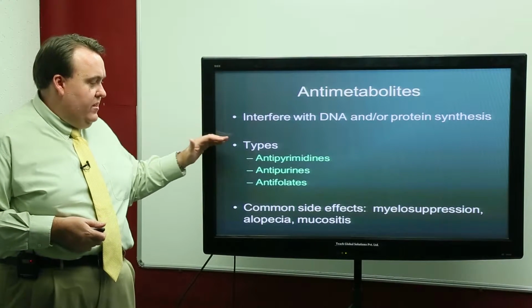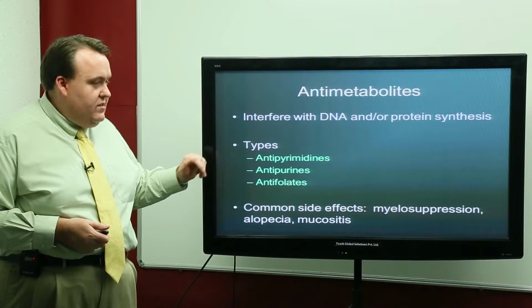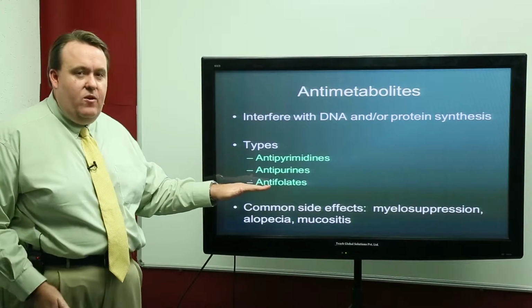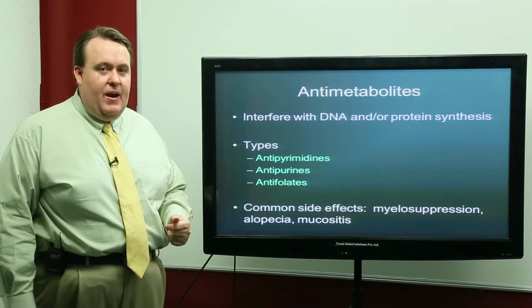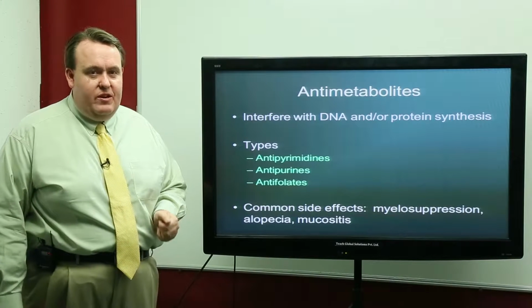We can break them up into our antipyrimidines, antipurines, and antifolates. The antifolates are the ones that don't resemble a base pair, but do disrupt the production of base pairs.